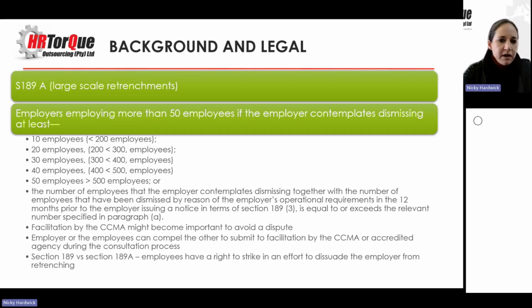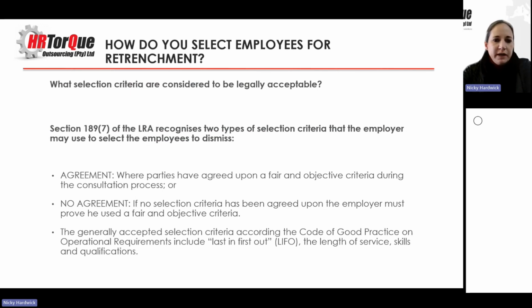Okay, so moving on. When we look at how we select employees for retrenchment, what are the selection criteria that are considered to be legally acceptable? All of these things are encompassed within Section 189, and as you go through, it will tell you what is acceptable versus what is not acceptable. But just in terms of the selection of employees.